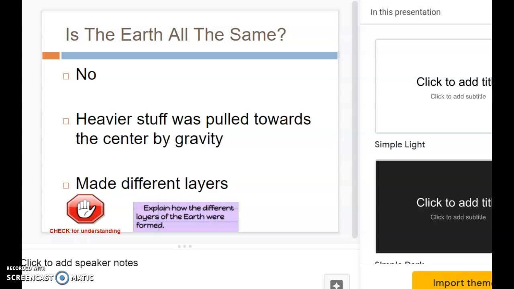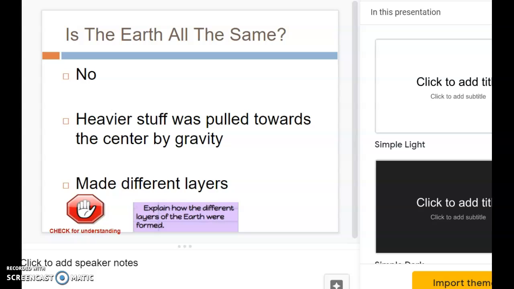Not more gravity, it would be heavier. So we also have different layers. Because of the layers that formed as they cooled and settled out, you have different layers. Some of them are liquid, some of them are solid, some of them are solid liquidy kind of stuff. So we're going to talk about those in just a second.